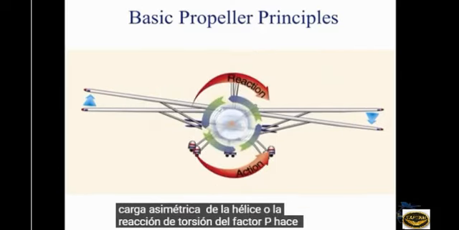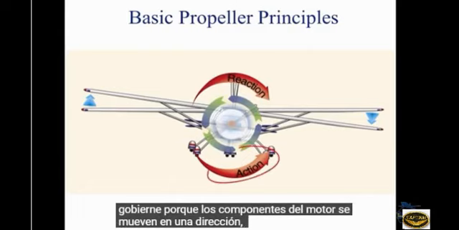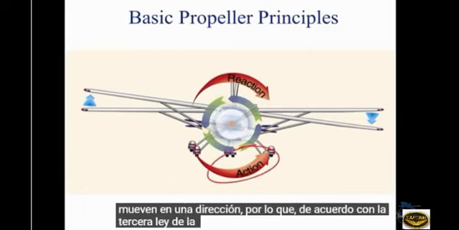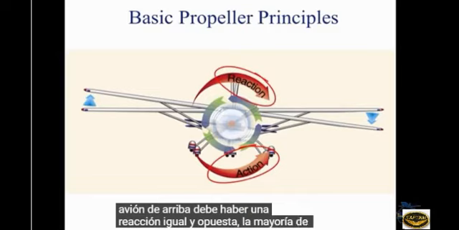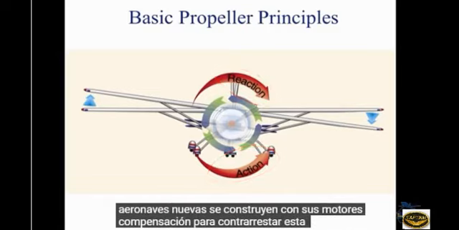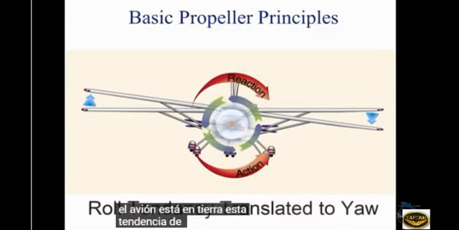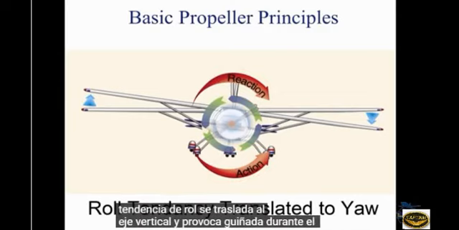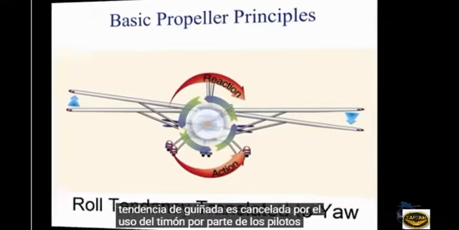Torque reaction causes the aircraft to roll because the engine components are moving in one direction, so according to Newton's third law of physics, on the airplane above, there must be an equal and opposite reaction. Most newer aircraft are built with their engines offset to counteract this tendency. When the airplane is on the ground, this roll tendency is translated to the vertical axis and causes yaw. During takeoff, this yaw tendency is canceled by the pilot's use of rudder.